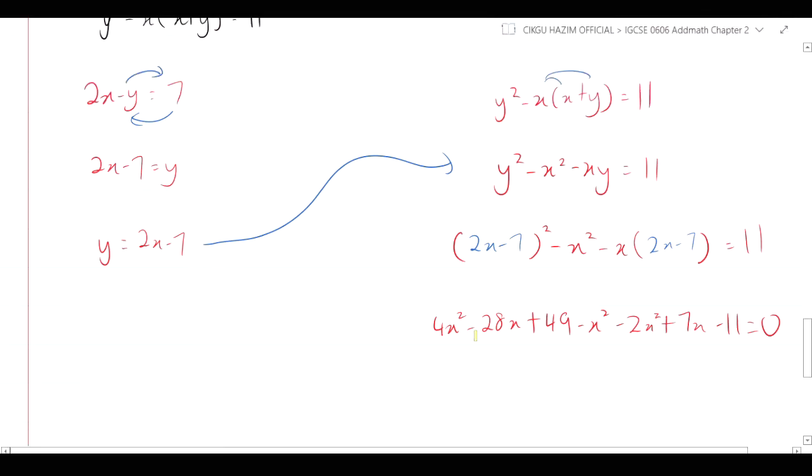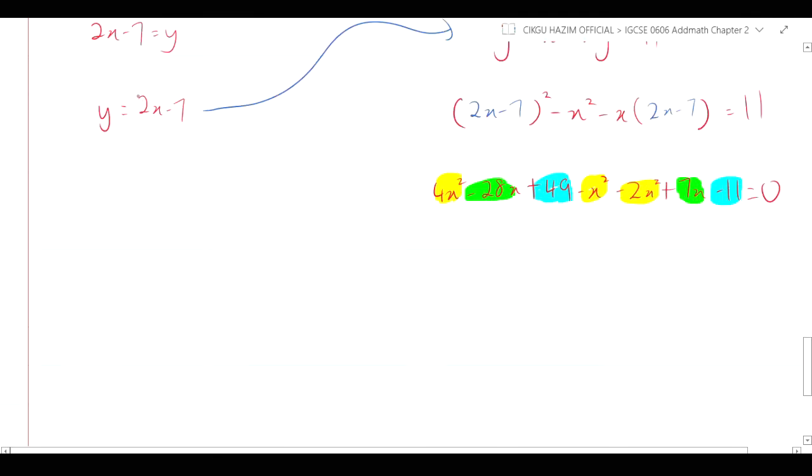Please make sure that you do this correctly: x squared with x squared, x with x, and the non-x with the non-x. This one I highlight for you so that you can see it clearly. From here make sure you do the working correctly: 4x squared minus x squared minus 2x squared becomes x squared. Negative 28 plus 7 is negative 21x. 49 minus 11 is positive 38 equal to 0.